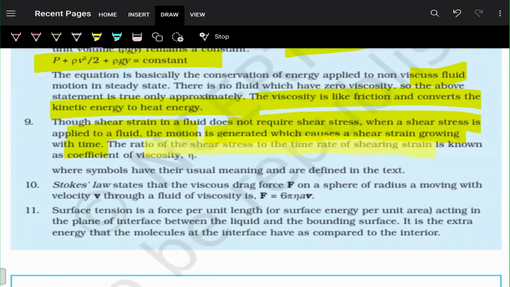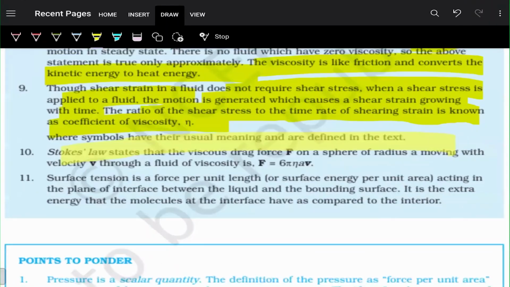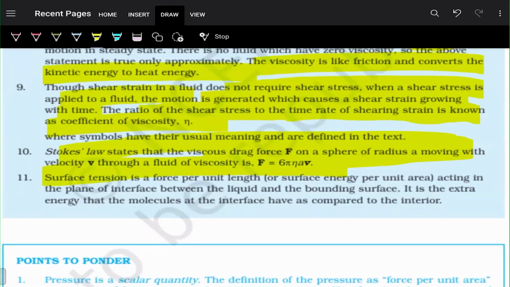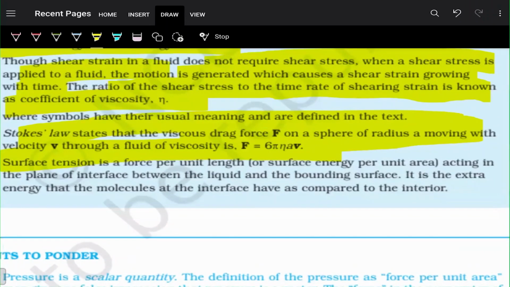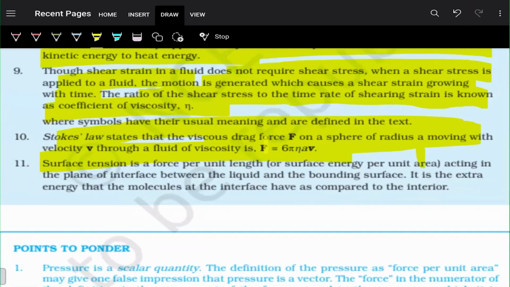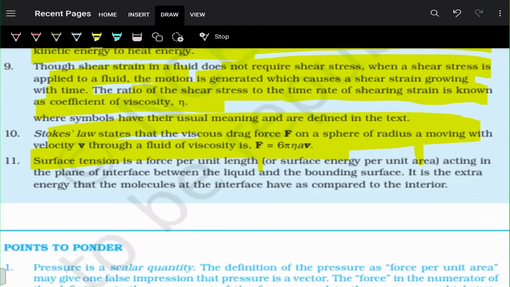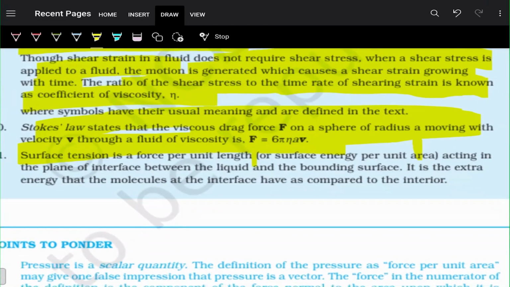Next, Stokes' law. The drag force F is equal to 6 pi eta a v. Stokes' law states that the viscous drag force F on a sphere of radius a moving with velocity v through a fluid of viscosity eta is F equals 6 pi eta a v, where eta is the coefficient of viscosity, a is the radius of the sphere, and v is the velocity of the sphere.